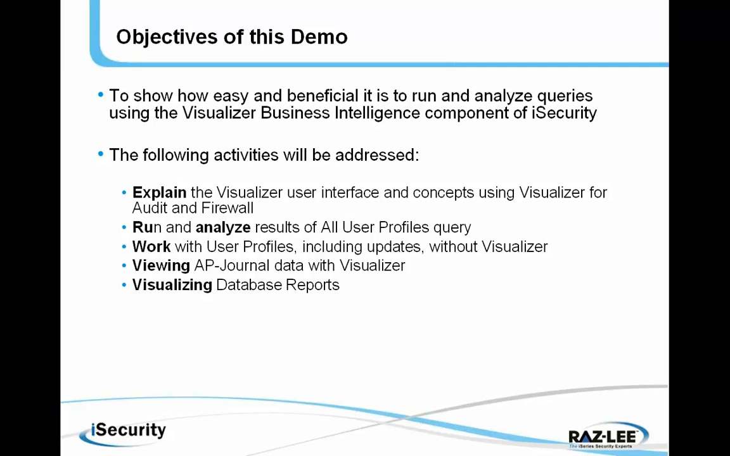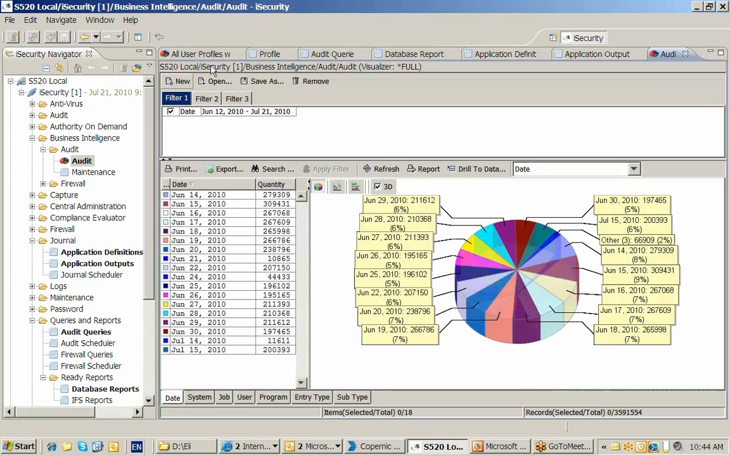So the objectives of this demo then are to show how easy and beneficial it is to run and analyze queries using Visualizer. What we'll be doing is showing and explaining how to use the Visualizer user interface based upon the audit and firewall logs that you're perhaps familiar with. Then we'll show the additions using all user profiles queries. We'll be working with user profiles without Visualizer, viewing AP Journal data with Visualizer, and also the ability to visualize database reports.